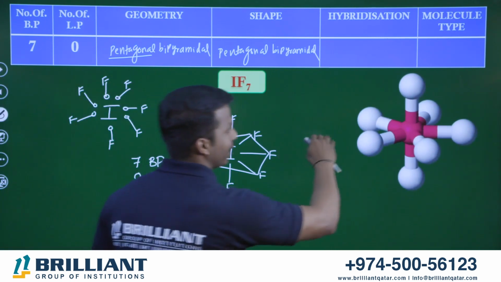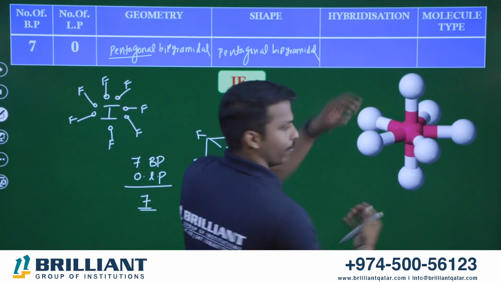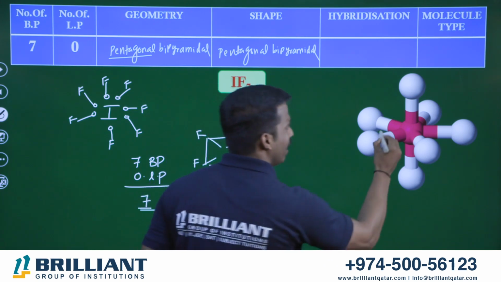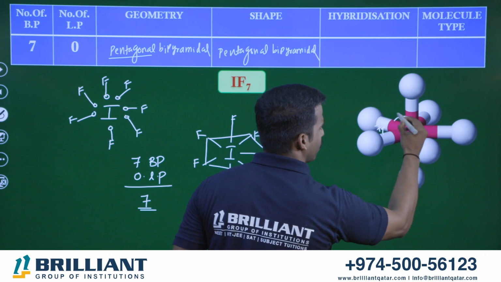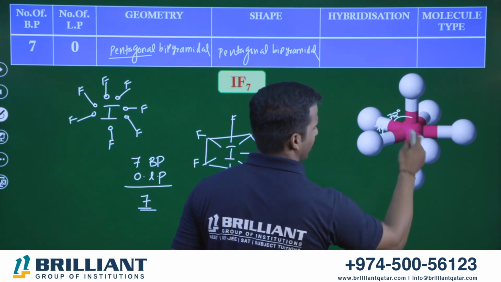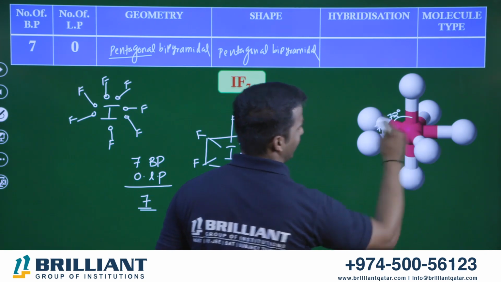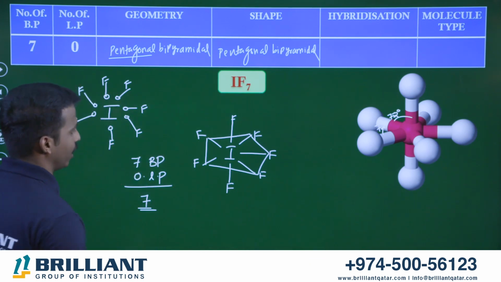Okay. This is the pentagon. This is the pentagon. 2 pyramids. Can you guess the bond angle? What is the pentagon bond angle? We discussed 72 degree, right? Each all are 72 degree. The perpendicular one will be 90 degree. Alright. What is the hybridization?